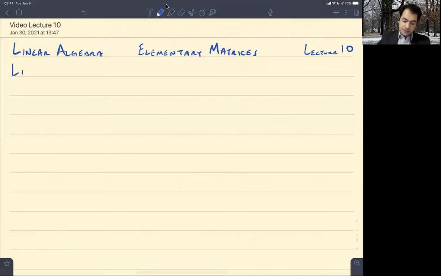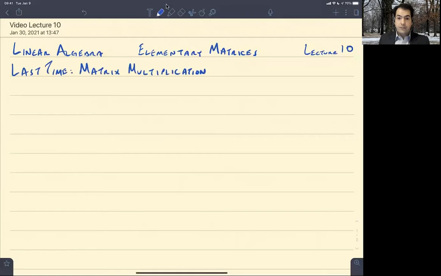So, last time, we talked about matrix multiplication, and how the composition of linear maps leads us to define the multiplication of matrices. And we saw how there were at least three different ways of thinking about matrix multiplication, including that you can think of the product of A and B as the matrix whose columns are the products of A with each of the columns of B.